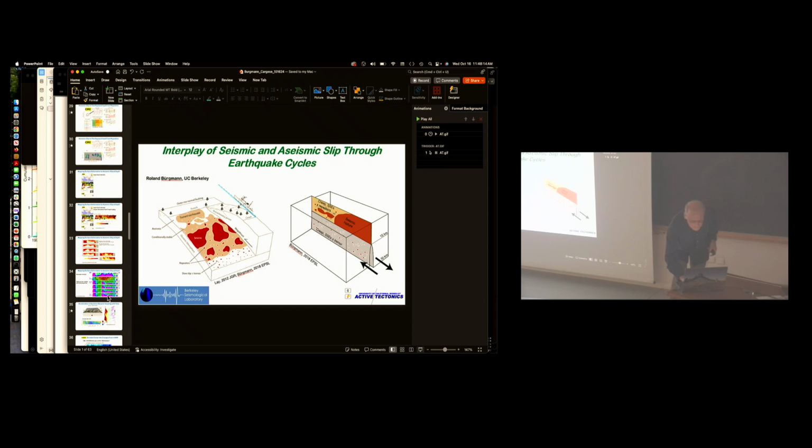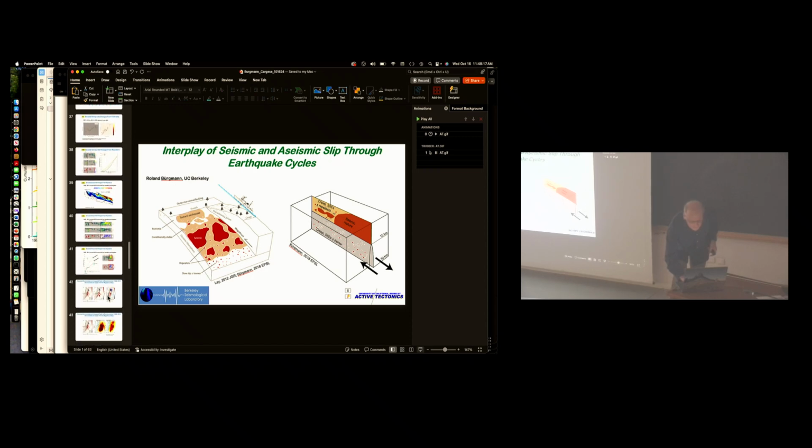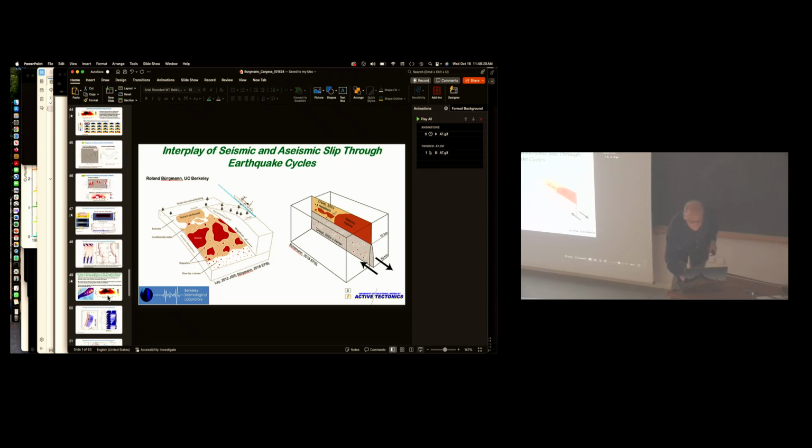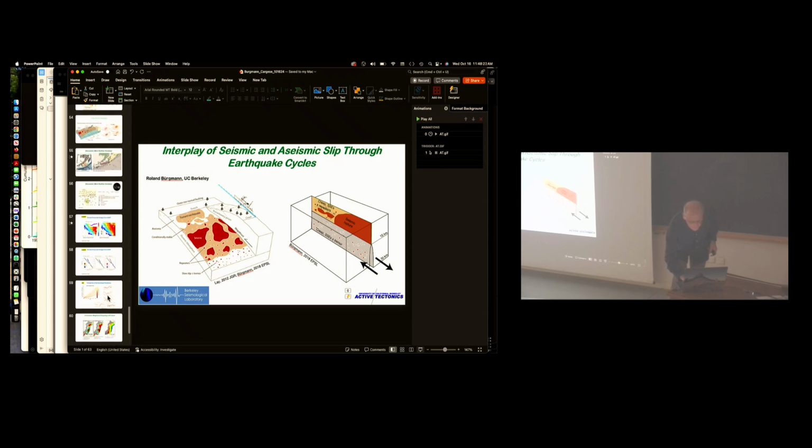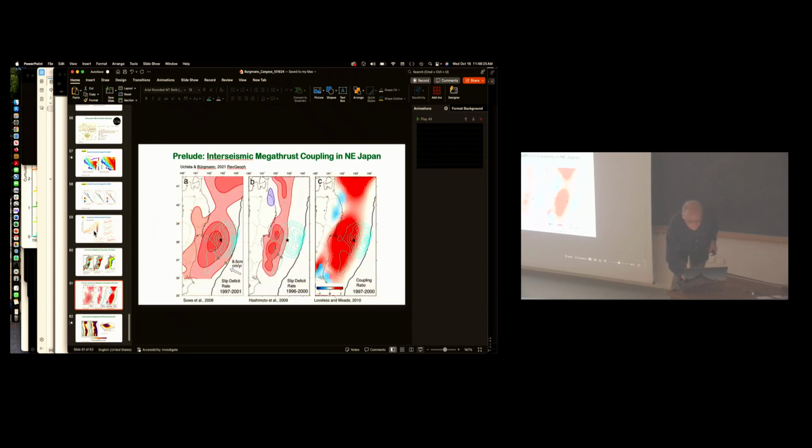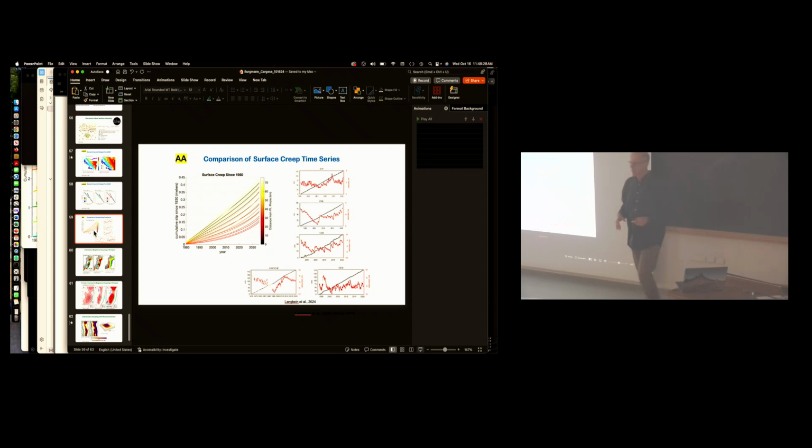Can we use this acceleration and deceleration pattern that is measured nowadays with geodesy to constrain the timing of the seismic cycle locally? Say that again. So now we are measuring in many places this acceleration with respect to the standard interseismic period, right? Yes, and the question is, can we use this type of signal to probe the timing of the seismic cycle at that point? Oh, that's obviously the key question.